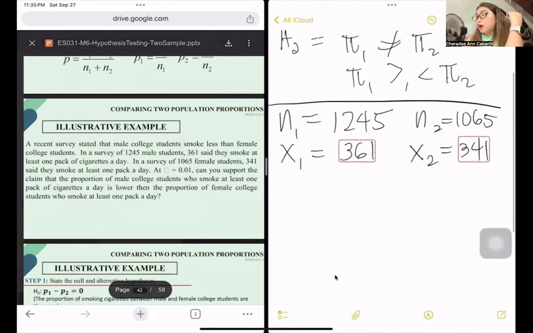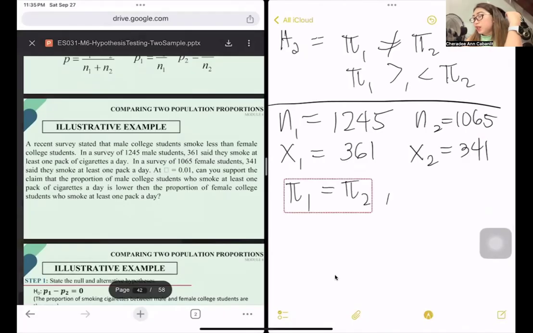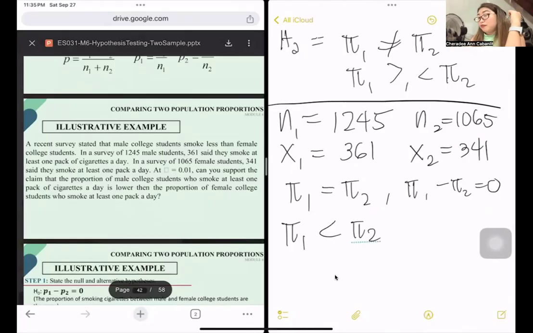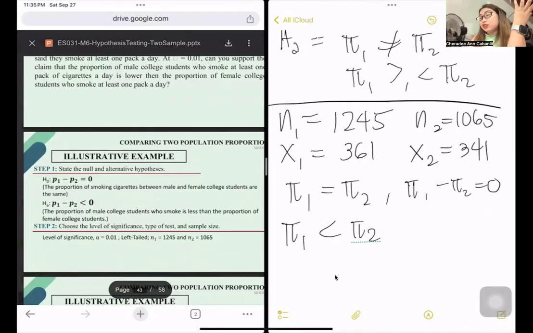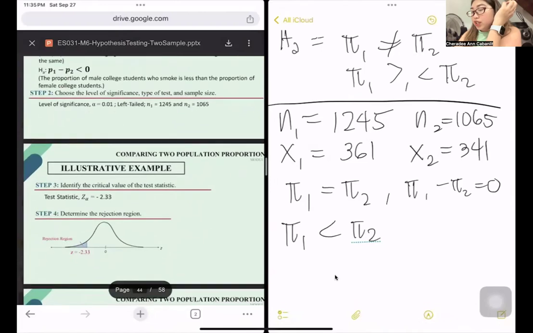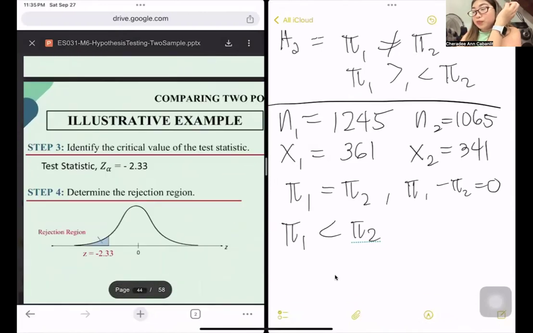So therefore, under H0, p1 equals p2, meaning same, so p1 minus p2 is no difference, and the claim is that p1 is less than p2, that female students are the heavier smokers. Anyways, it's a study. Here they use p1, but you can actually use pi. The computation of Z is the same as when getting the value of Z at n greater than 30.